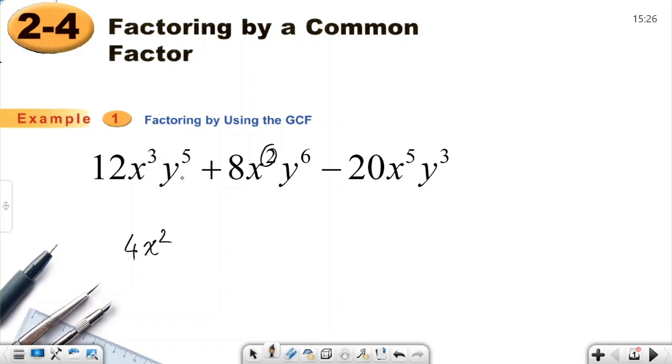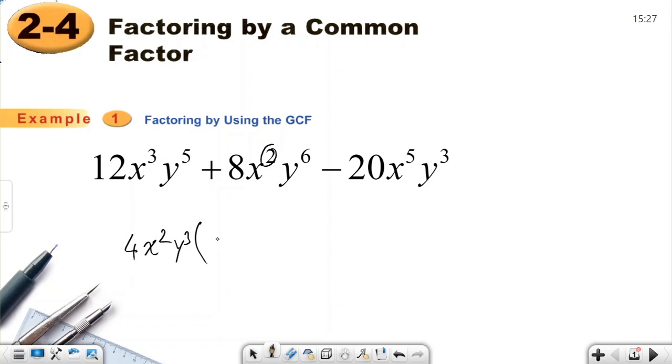Now y to the power of 5, y to the power of 6 and y to the power of 3. The smallest power is 3 here, so y cubed. So these are the common factors for each term. Let's do it. Now I need to divide all these terms by the common factor.